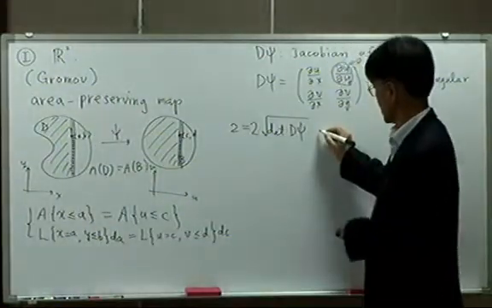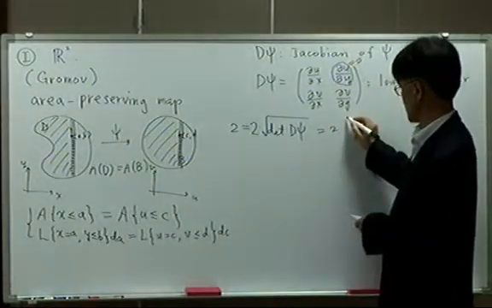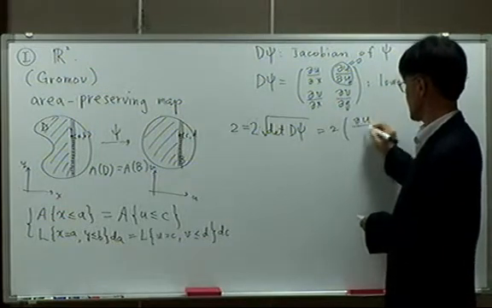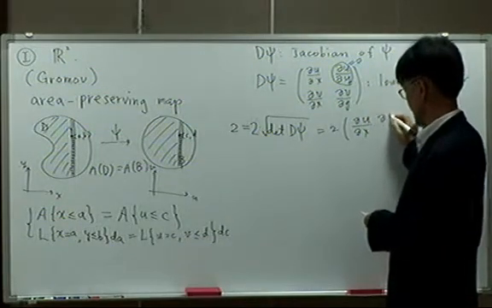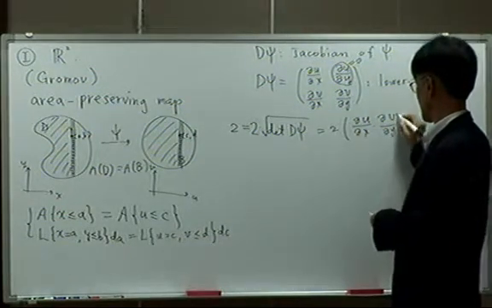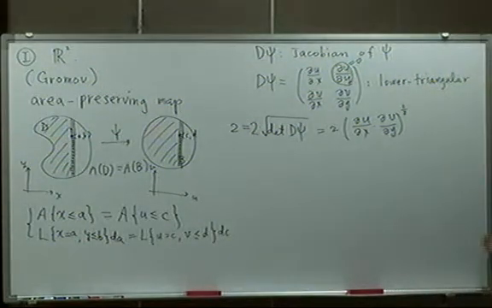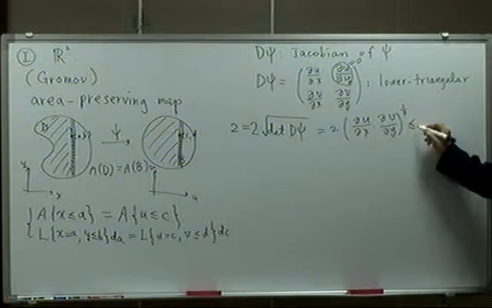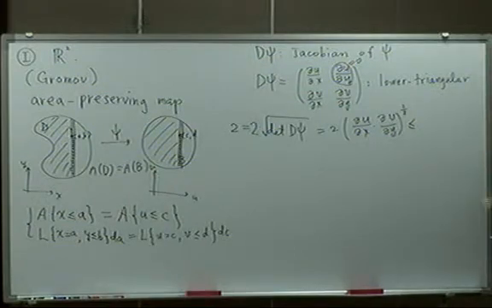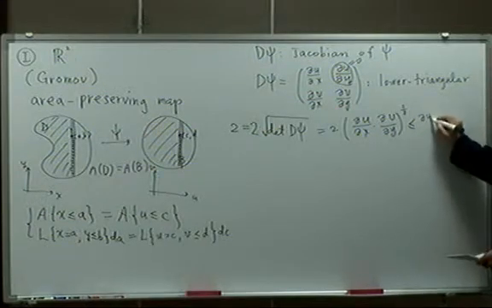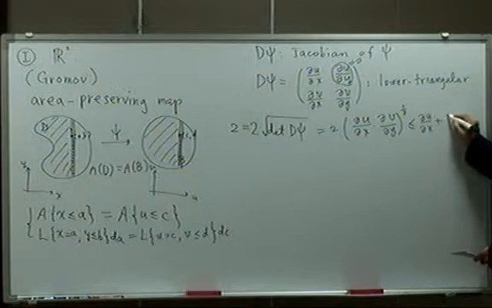And this Jacobian determinant equals du/dx times dv/dy, which by Cauchy-Schwarz is at most half of du/dx plus dv/dy.